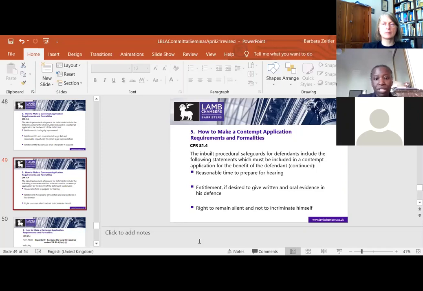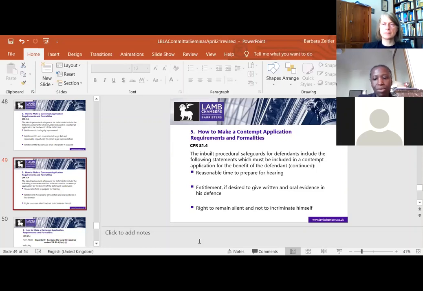It should also be stressed that the defendant is entitled but not obliged to give written or oral evidence in their defence. This is something that previously the judge would stress, and I think judges will still stress that fact to the defendant, but there is now an onus on the claimant to also draw that to the attention of the defendant.